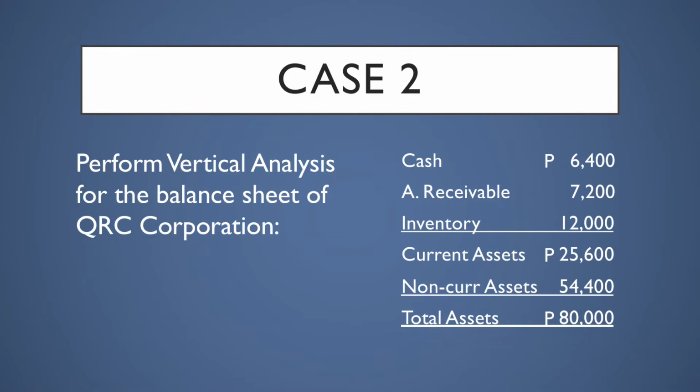Summarized balance sheet includes cash, 6,400. Accounts receivable, 7,200. Inventory, 12,000. Current assets, 25,600. Non-current assets, 54,400. Total assets, 80,000.